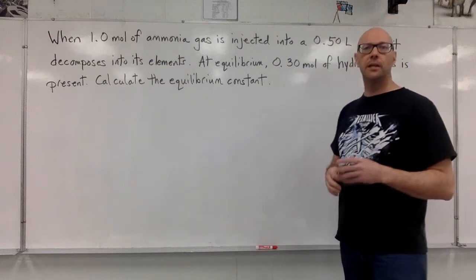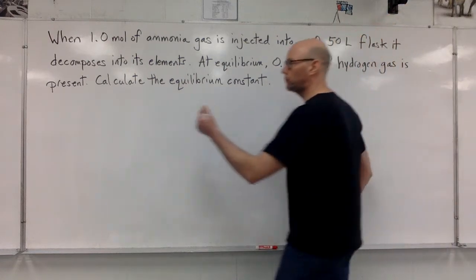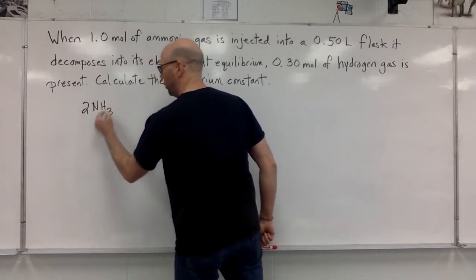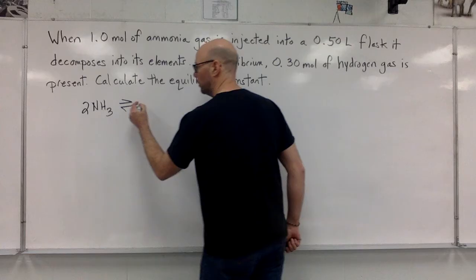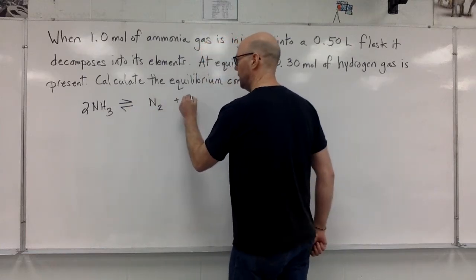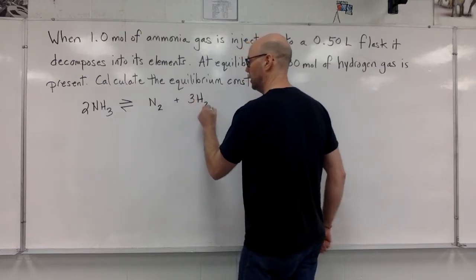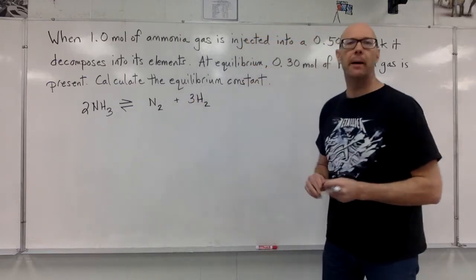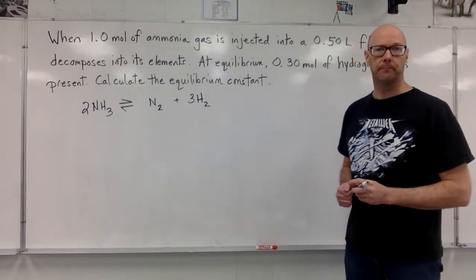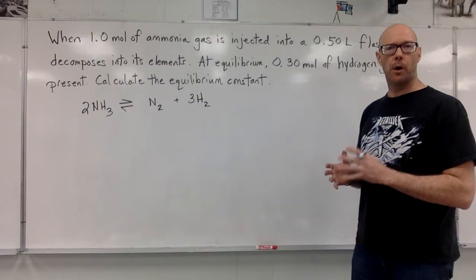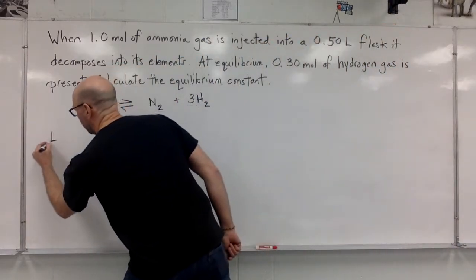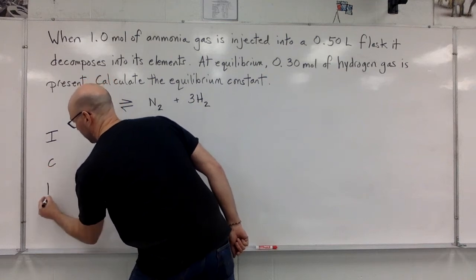This says ammonia gas decomposes into its elements. We need to come up with the chemical reaction. Turns out to be two ammonias in equilibrium with 1 mole of nitrogen gas and 3 moles of hydrogen gas. A balanced chemical reaction with the double-headed arrow. It's an equilibrium system. Because it's an icebox question, I immediately set up my icebox, I, C, E.